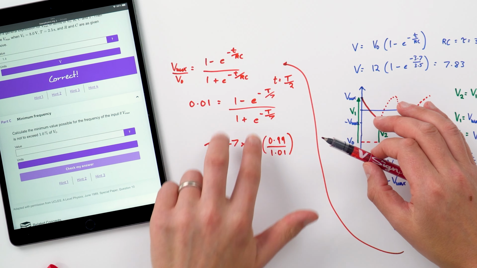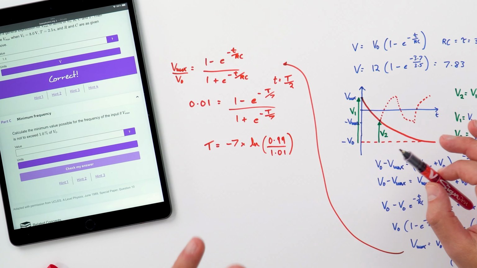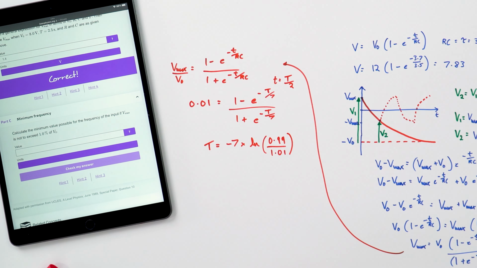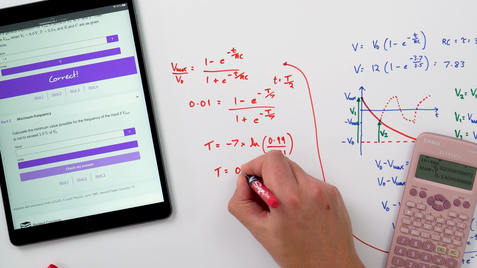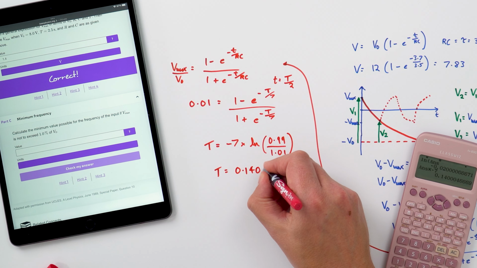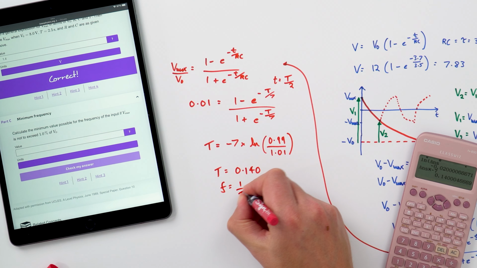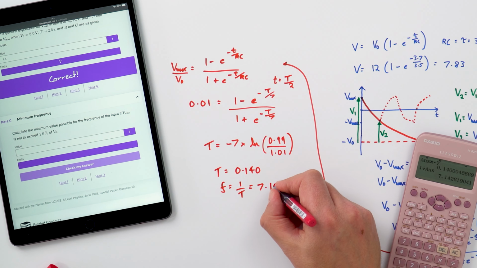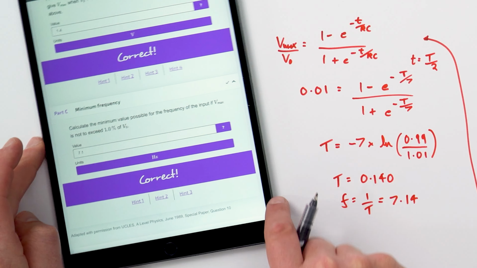Now, if you're watching the video this far, you should be able to do the maths. You can multiply both sides by that and collect like terms. It's all good stuff, basic maths. It takes a bit of time, but if you're watching this far, have a go at that. This is what you should end up with. And if we work this out, we find that T is equal to 0.14 seconds. So that's the time period, and the frequency is going to be 1 over the time period, which equals 7.14. So here that's going to be equal to 7.1 with the unit of hertz.